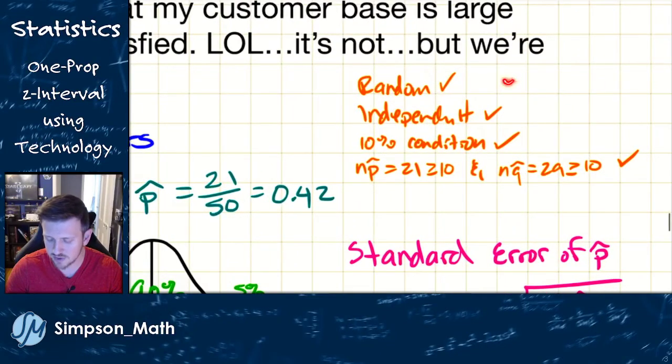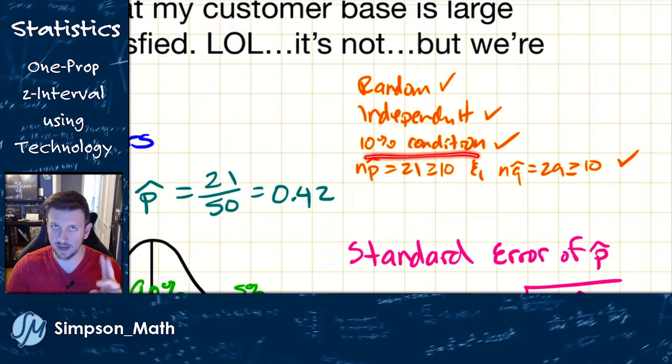So we do have those little conditions to check. I did say that I did a random sample of my customers. Each customer, whether they buy it or not, is independent of others, and with a little bit of an eye roll, sure, the 10% condition works.